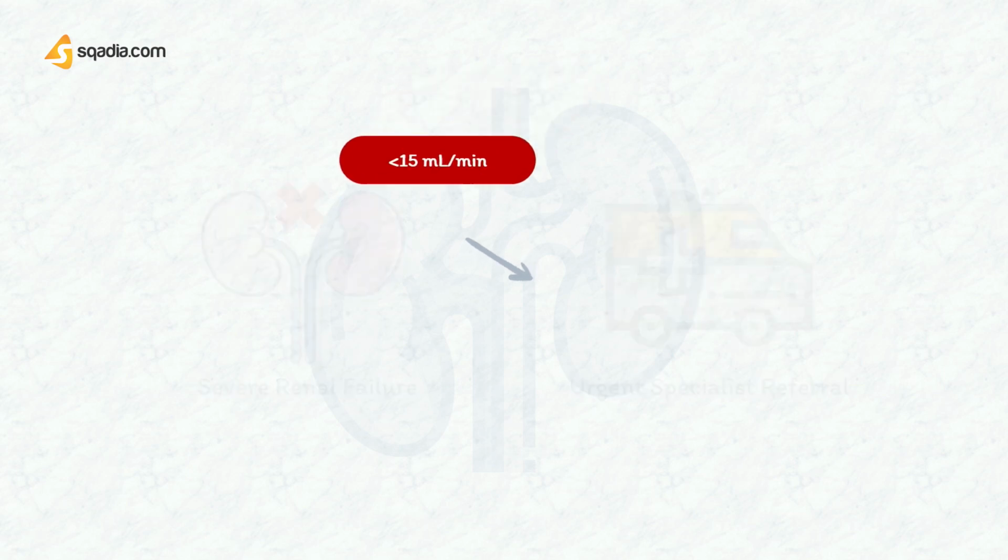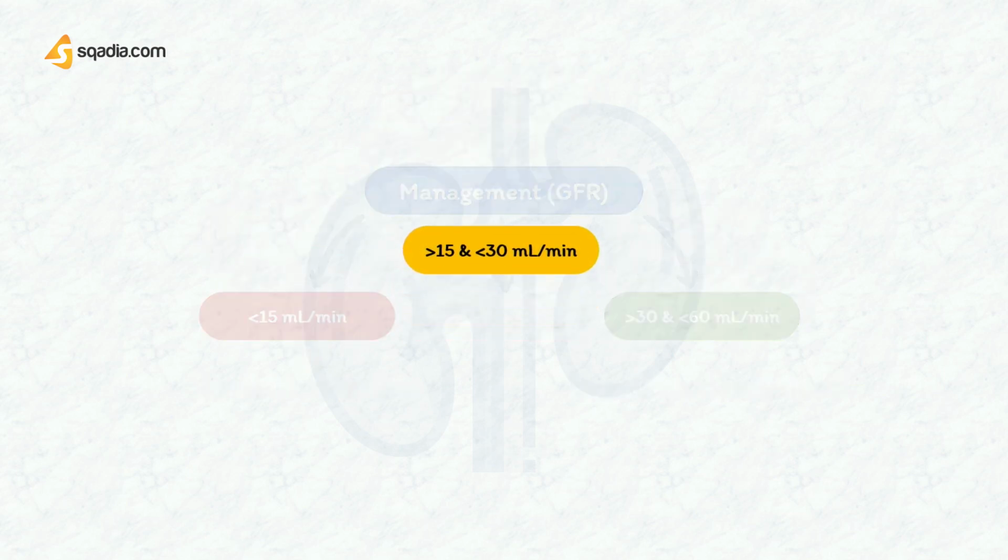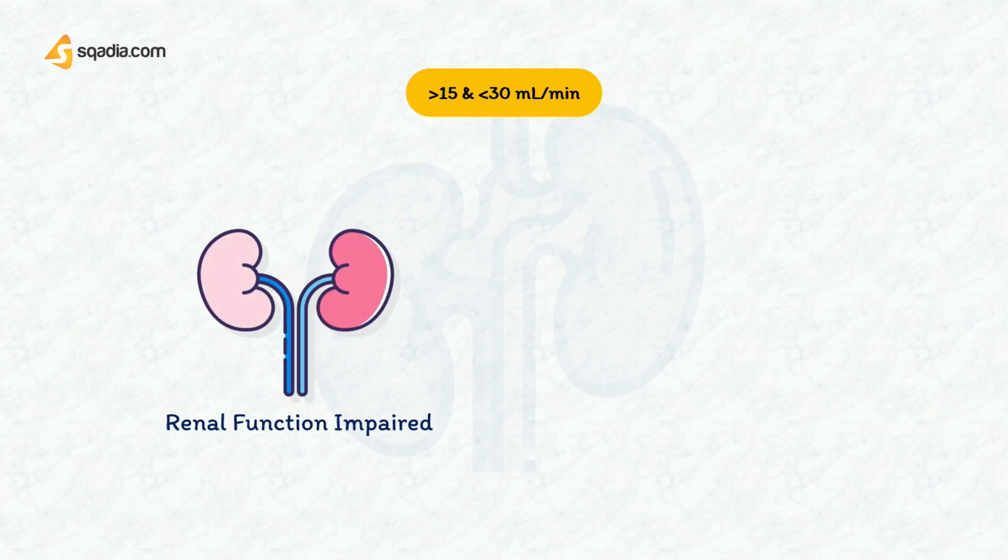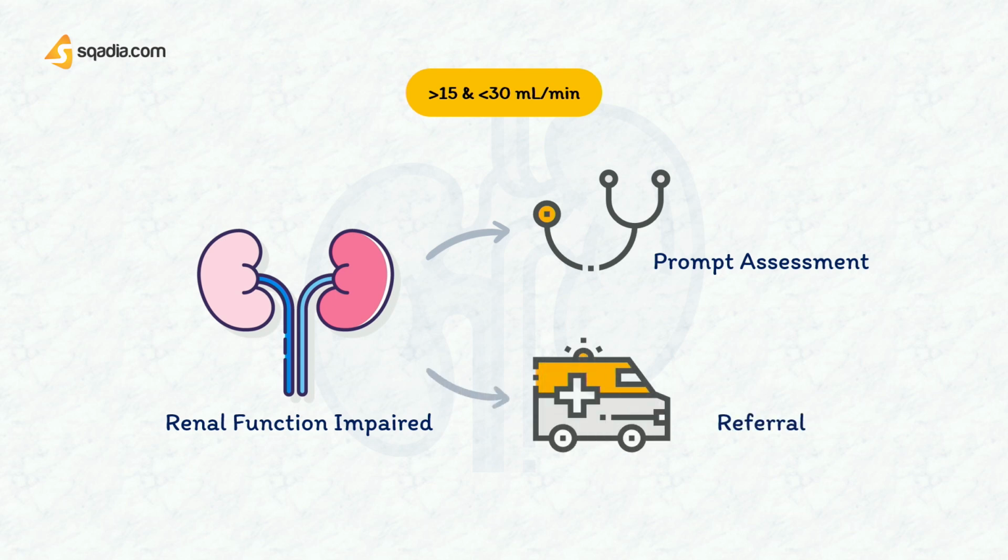The second category is between 15 to 30 milliliters per minute of GFR. If you remember, this signifies stage 4 or severe chronic kidney disease. In this category, there's significant impairment of renal function. We immediately assess the patient and send them a referral to a specialist.